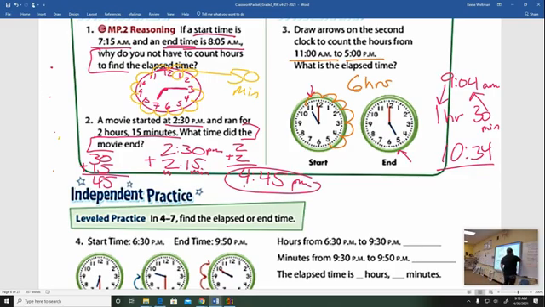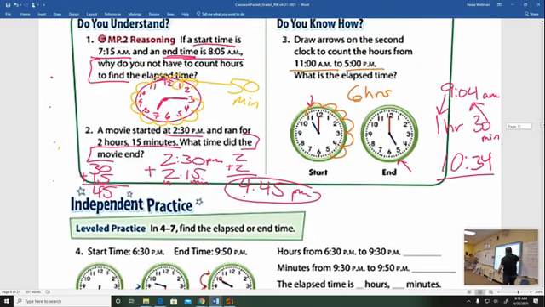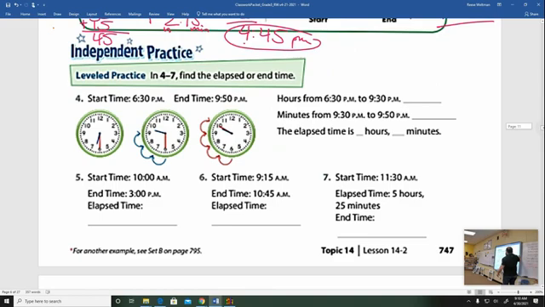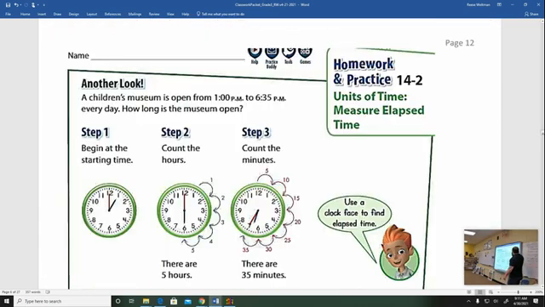Okay, so here's what we're going to do. The independent practice section is right here. It's only a little bit, 3 problems. Using that information right there, find the elapsed or end time. Excuse me, I said 3 questions. It's 4 questions. Find the elapsed or end time. You're going to use the information they're giving you. Don't forget to use the examples above. So you're going to do that.